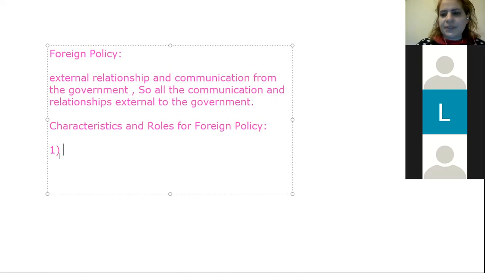What's the first characteristic? I want you guys, not only for your participation grade, but also to get into the rhythm of discussing, debating, and everything else. So what's the first one? What about security? Securing the lands. Okay, security. Securing the lands.